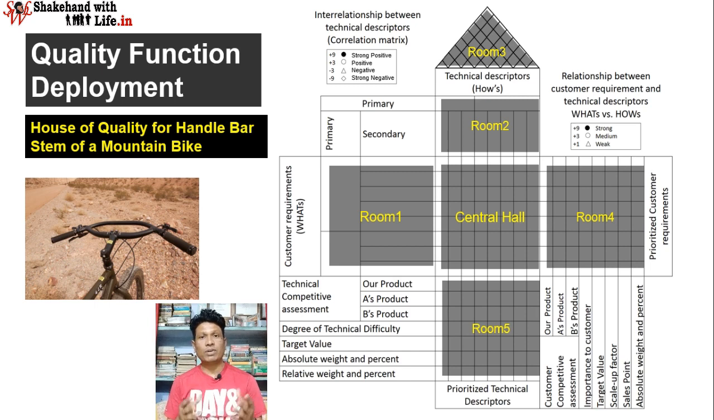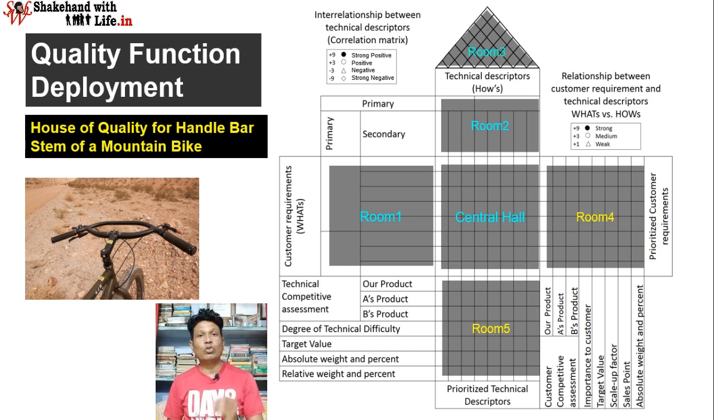Here we have different rooms and a central hall in the house of quality. Room number 1 is for the customer requirements, for primary customer requirements and secondary customer requirements. Then we have room number 2, which is for the technical descriptors, the primary technical descriptors and secondary technical descriptors. Then we have in the house of quality a central hall. Here we study the relationship between the customer requirements and the technical descriptors.